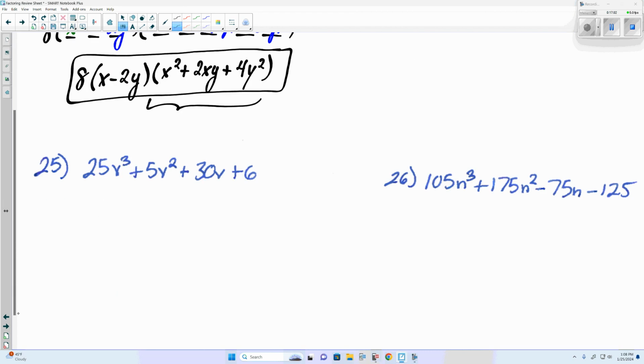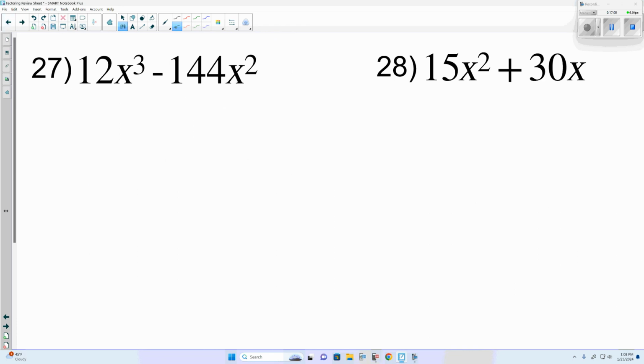25 and 26 are factoring by grouping. They're not on the test. So we're going straight to 27 and 28.